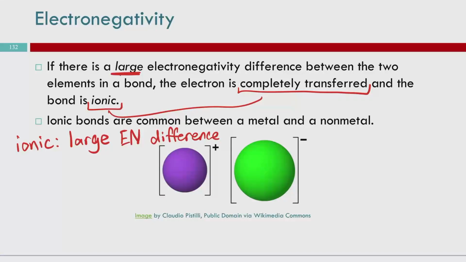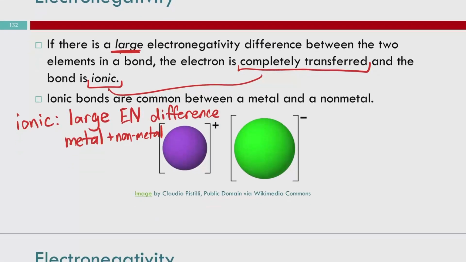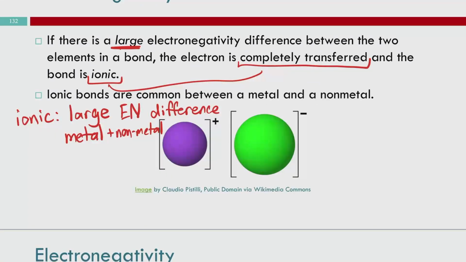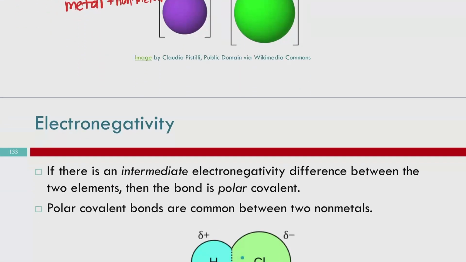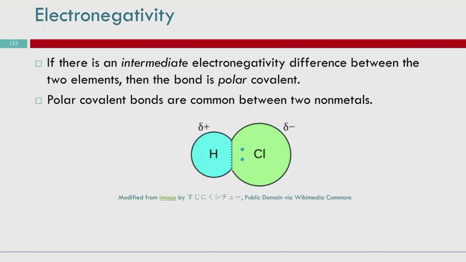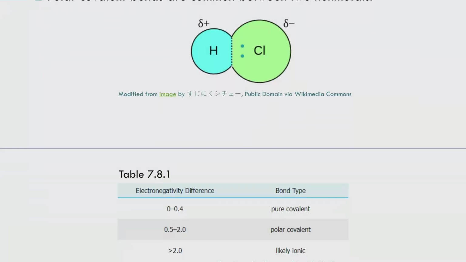We will also still be able to use our metal plus nonmetal definition, though. Typically, if it's a bond between a metal and a nonmetal, it's still going to be ionic, even if we don't have a very large electronegativity difference. Now you might be thinking, what's a small electronegativity difference? What's a large electronegativity difference? What's a medium electronegativity difference? I jumped the gun a little bit. Our intermediate is the polar covalent. I'm going to skip over that to our table.